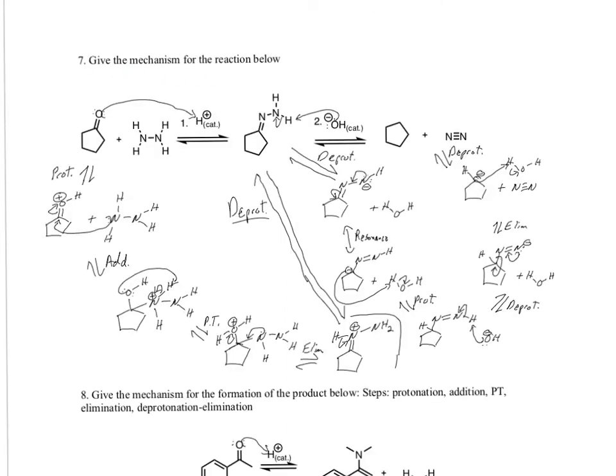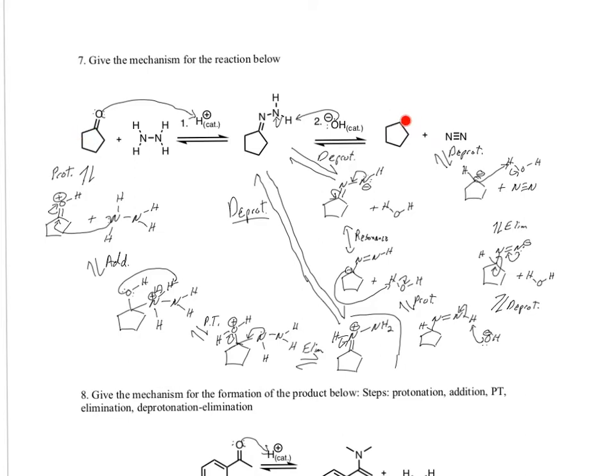All right, give the mechanism for the reaction below. So this is a Wolff-Kishner reaction, a WK reduction. At the end of the day, what does it do? Doesn't matter who the name is. You're taking a ketone and you're turning it into an alkane. That's the net thing that happened here.